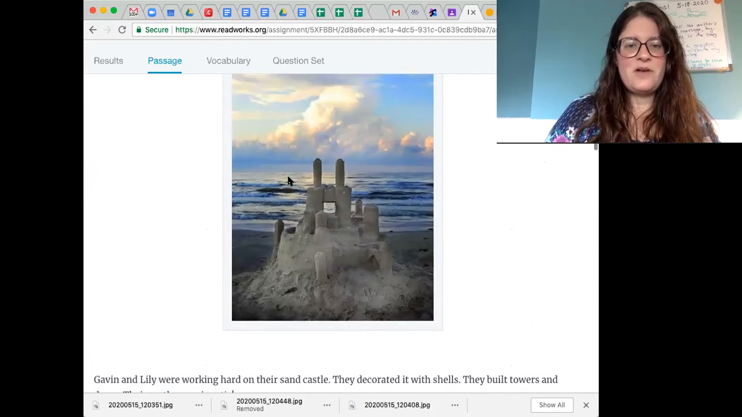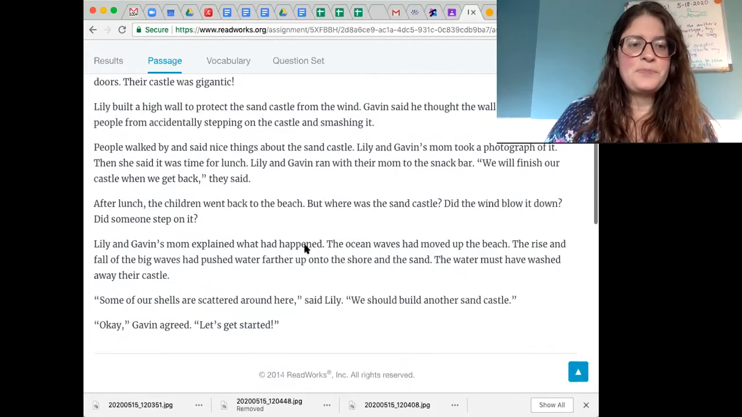Let's look at that photograph again. Wow, they really did a nice job. Oh yeah, I see the shells on there.